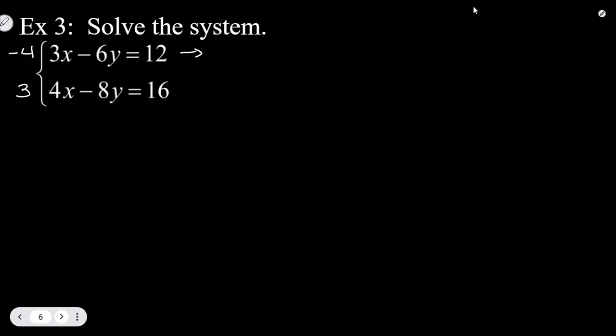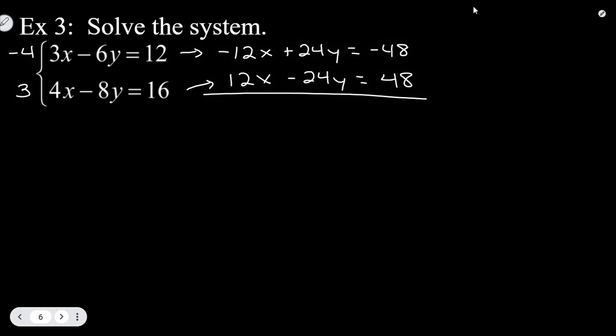So we multiply, we get negative 12x, we get positive 24y, and we get negative 48. On the bottom, multiplying by 3, we get 12x, we get negative 24y, and we get 48. So here is when we're going to talk about this, because what happens on the left? 0, because everything cancels out. What happens on the right? 0. So this time, all the variables are gone, and we have a true statement.